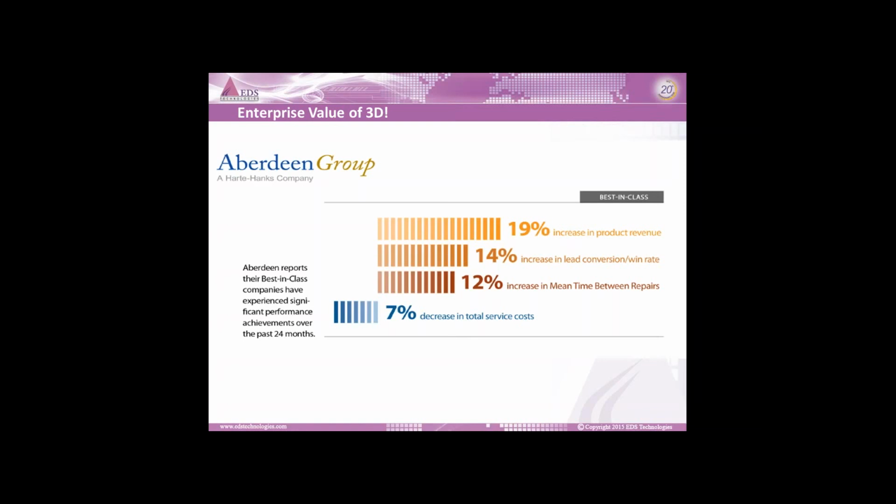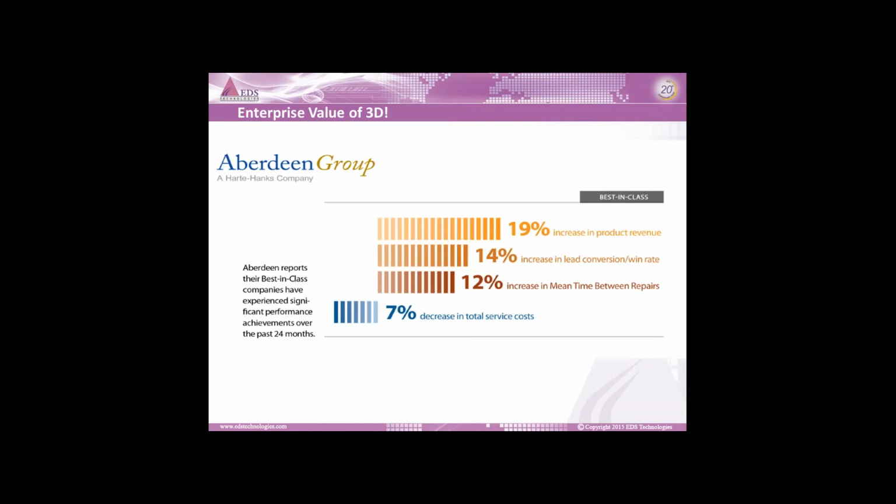It has been observed from the fact-based research group that the enterprise value of 3D, the best-in-class companies have experienced significant performance achievements over the past few years or months. As you see in the metrics here, there is a 19% increase in revenues or profit, an increase in lead conversions or win rate, and customer retention. Primarily through customer satisfaction, you are trying to hold your existing customers and also win new customers because of the technology that you have at your enterprise.